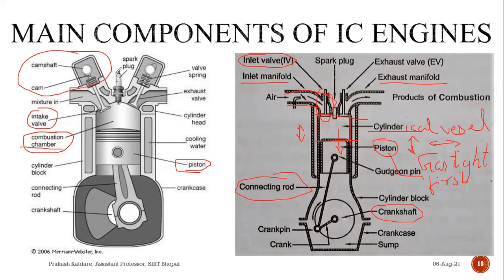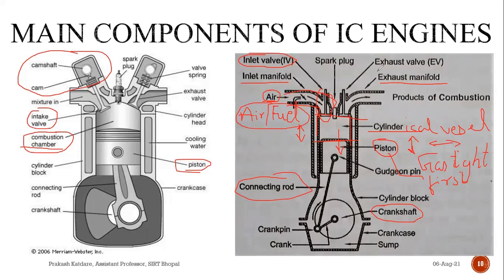So what is inlet manifold? It is a pipe which consists of this complete system, and through this, either air or air-fuel mixture enters into the combustion chamber. In case of CI engine, only air will be entering. In case of SI engine, air and fuel mixture will enter from this inlet manifold.